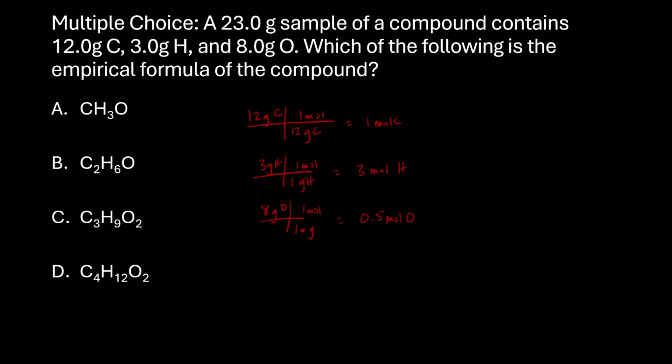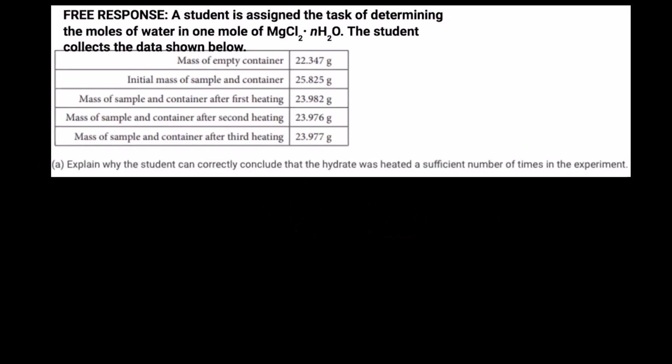Next step would be to divide by the smallest amount, which is this 0.5. So if I divide this by 0.5, I get 2 moles carbon. If I divide this by 0.5, I get 6, and if I divide this by 0.5, I get 1. And so my empirical formula should be C2H6O, and if I look at my answer choices, answer choice B is C2H6O.